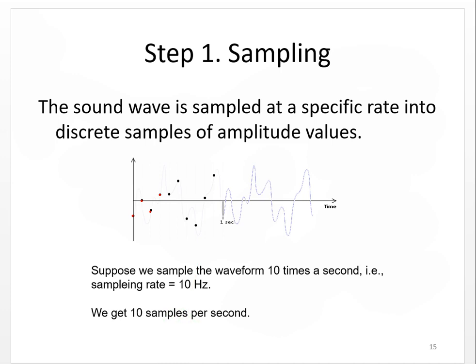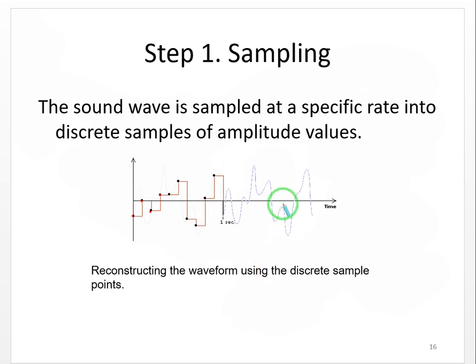This is basically the method by which we make a digital audio sound: first sampling, and after that quantization, and so on. The next step in sampling is the reconstruction of the waveform using discrete sample points. So make it discrete, like digital. Now if you look at the digital signal, it can be in this form. We made it into discrete sample points, so analog is converted into a discrete or digital signal.